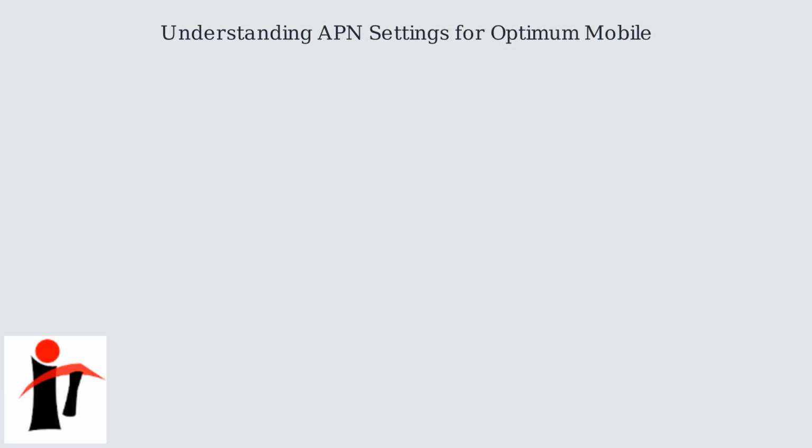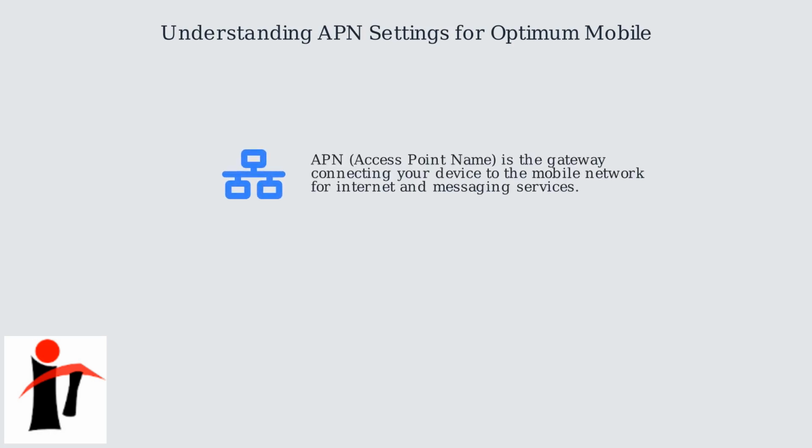Experiencing data or MMS issues on your iPhone or Android with Optimum Mobile? It likely stems from incorrect APN access point settings. The APN is the gateway connecting your device to Optimum Mobile's network for internet and messaging. The APN is the gateway connecting your device to the mobile network for internet and messaging services.